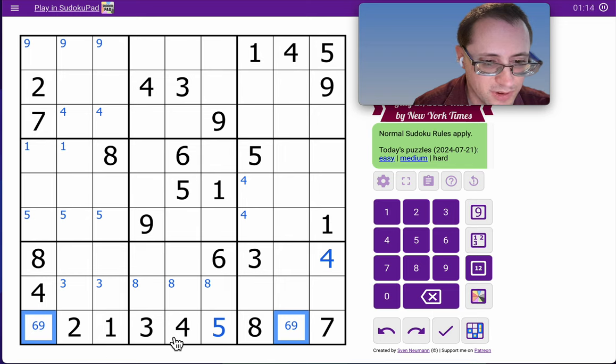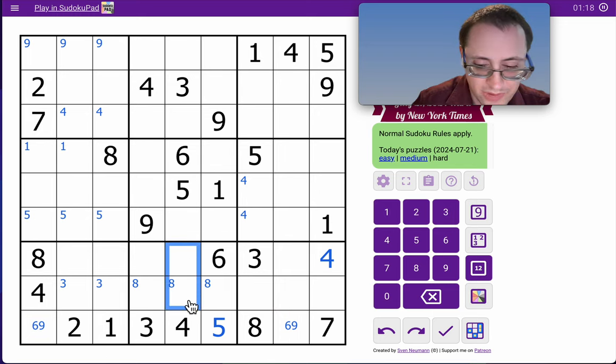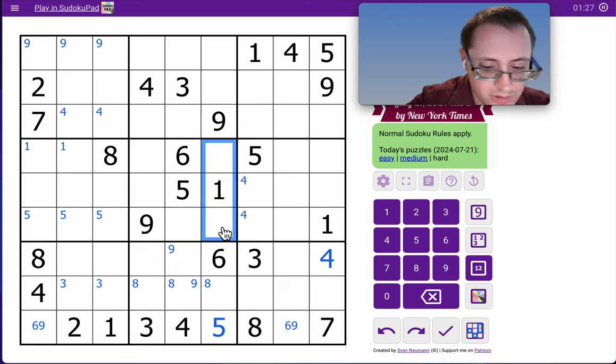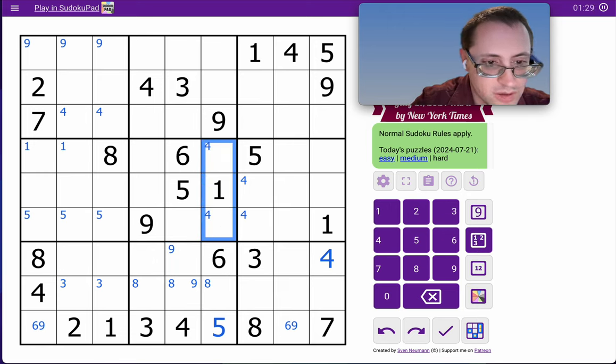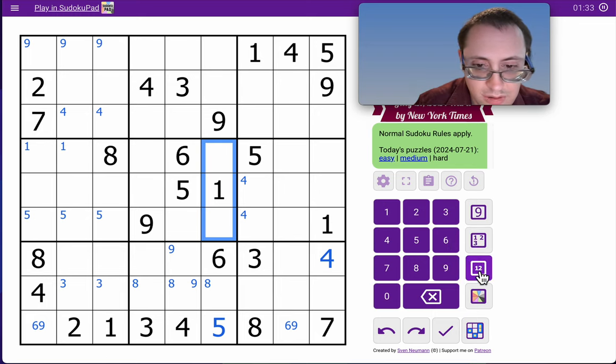Let's see, 3, 4, 5, 6. Oh, and this has to be 9. I totally missed that. 4 ends up here, as does 3. Got a 3-4 pair in box 5, column 6.